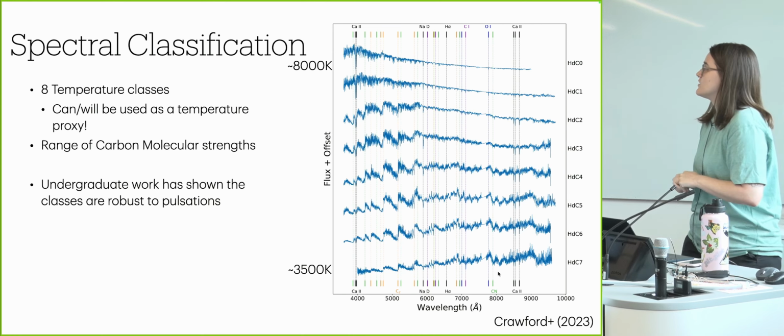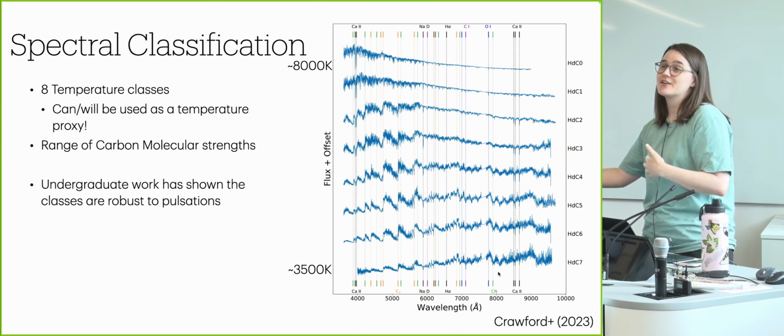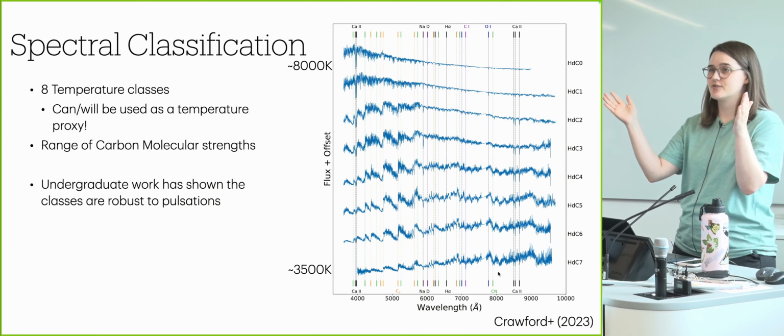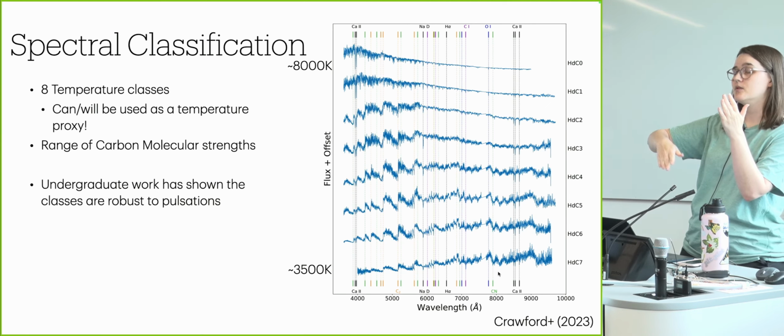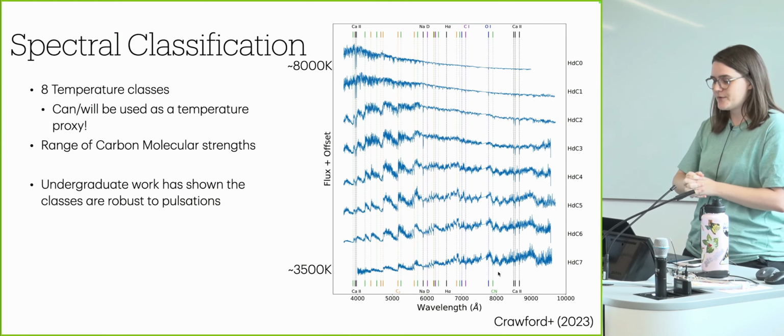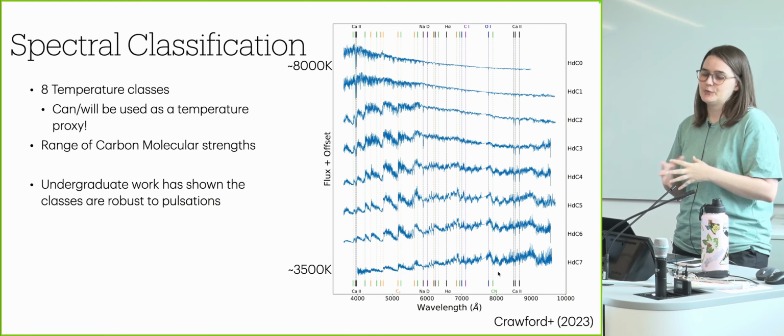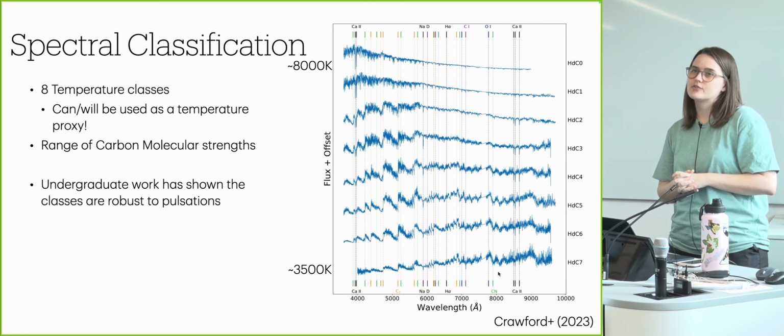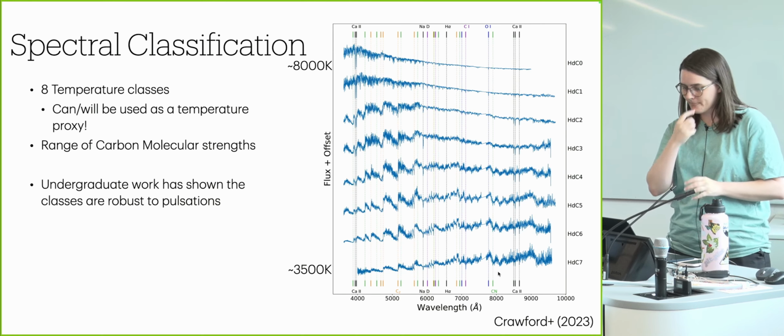This was taken directly from the way that carbon stars are classified, where you have the temperature classification and then you have the carbon band molecular strength as well, rather than something like a luminosity class as you would get in the regular MK system.